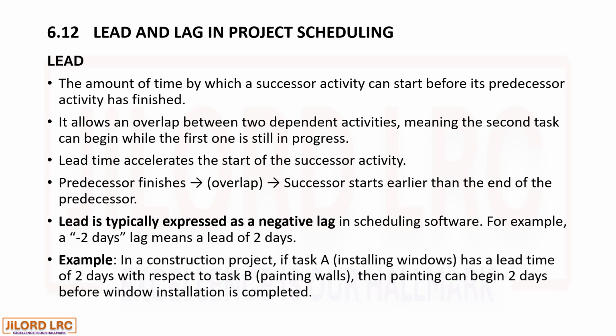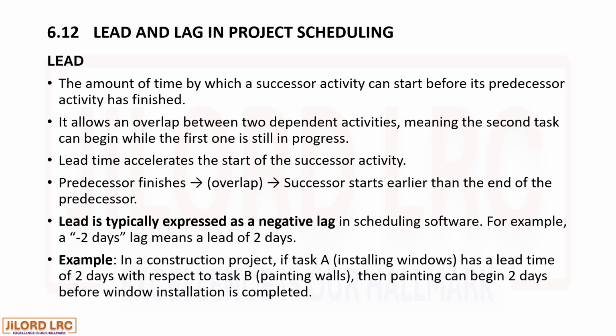For example, in a construction project, if task A, that is installing windows, has a lead time of 2 days with respect to task B, painting walls, then painting can begin 2 days before window installation is completed. It means once the installation of windows begins, 2 days after that, the painting walls activity can also begin before the completion of the Windows installation.